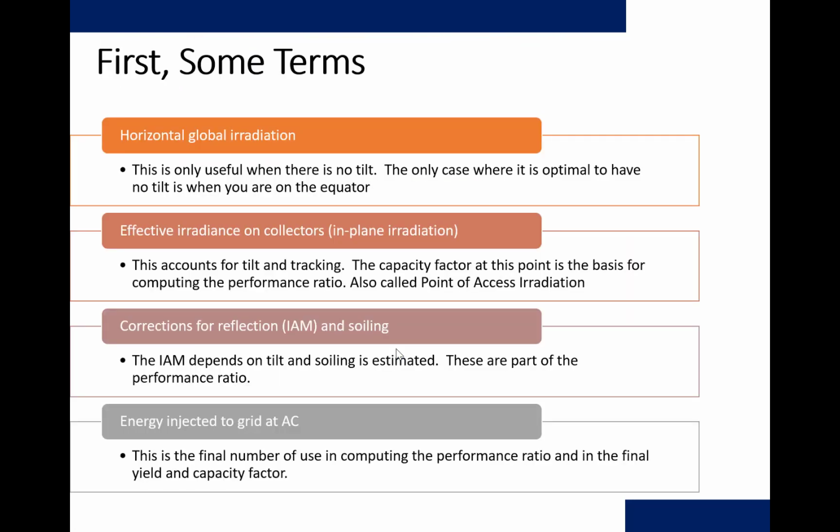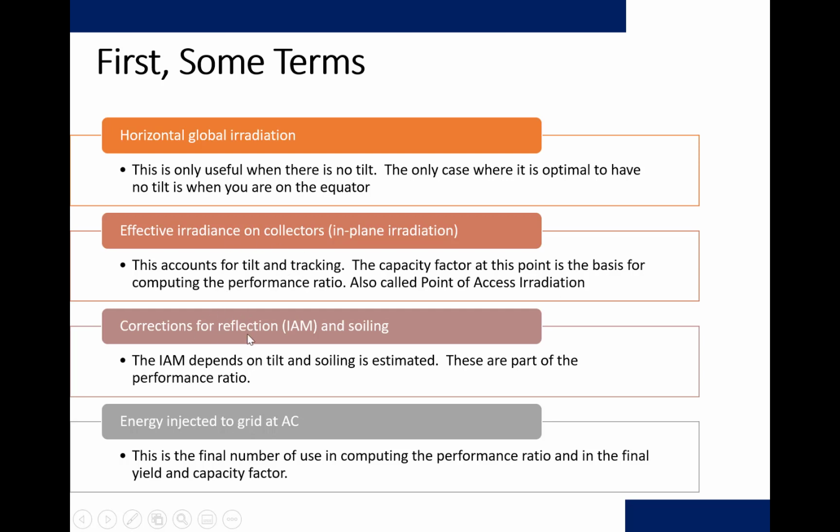That's the performance ratio. Now, when we talk about these resources, maybe it's good to talk about global irradiation. Now, when I said in-plane radiation, you could call that effective irradiance on the collectors. Oh, that sounds fancier.